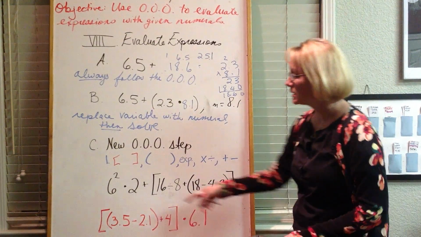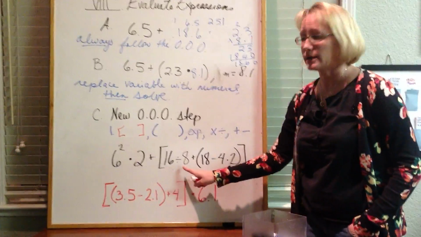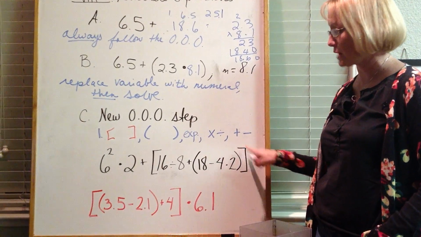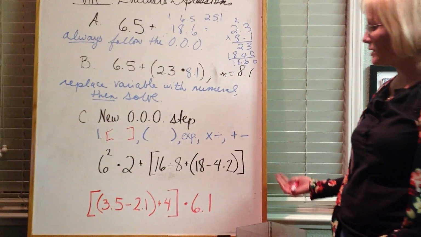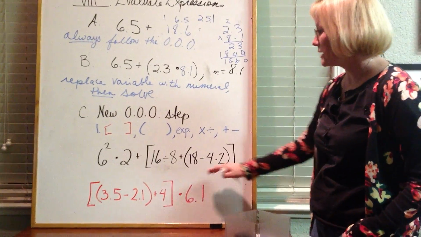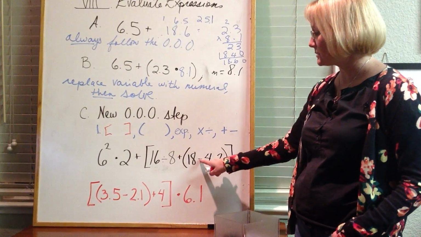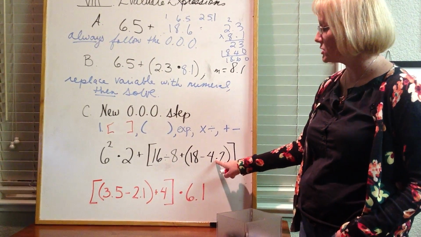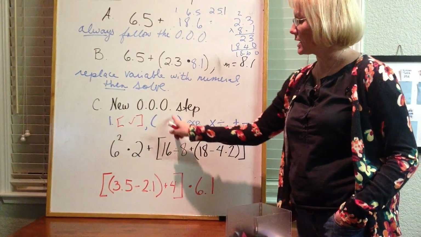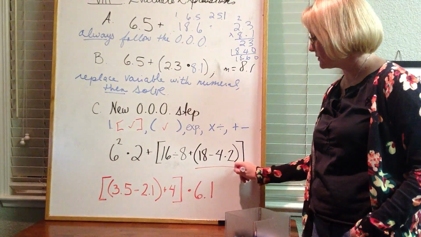So let's look at this problem. 6 squared times 2 plus bracket 16 divided by 8 plus parentheses 18 minus 4 times 2 parentheses bracket. So according to the order of operations, we are going to look inside of our brackets first. So I'm looking inside my brackets, and I've got some division, I have addition, I have parentheses, I have subtraction, and I have multiplication. So I'm already in my bracket. So now within my bracket, what should I do first? I should do everything inside the parentheses first.